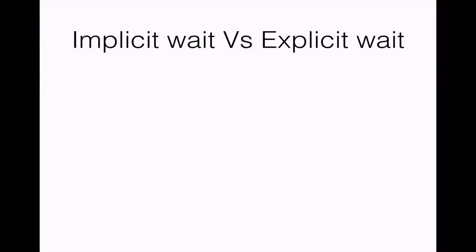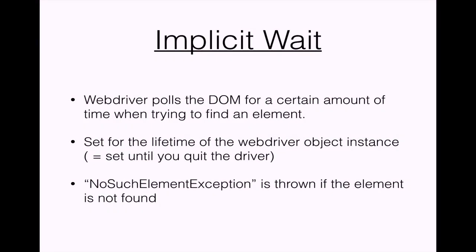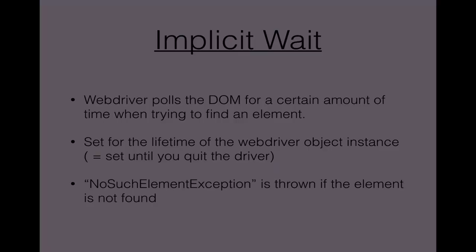There are two ways of waiting for elements using WebDriver API: implicit wait and explicit wait. When you use implicit wait, you tell WebDriver to poll the DOM for a certain amount of time when trying to find an element. Once you use implicit wait, it will be set for the lifetime of the WebDriver object instance. If the element is not found, a no such element exception is thrown.